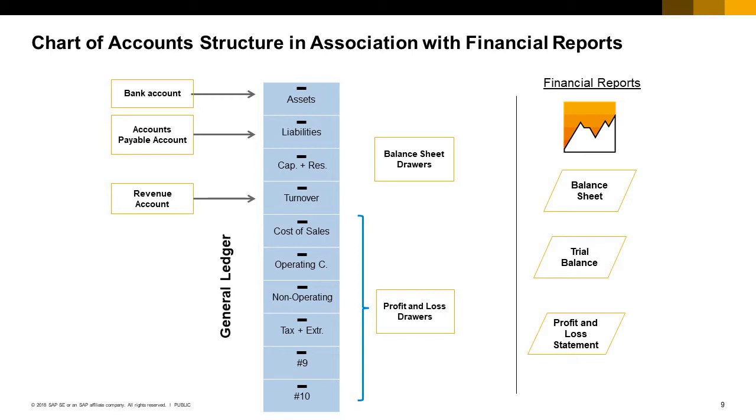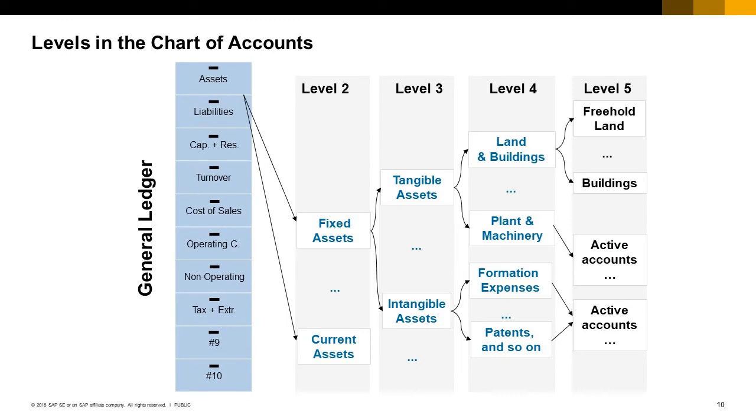The profit and loss statement is determined after the end of the fiscal year. The balances of the expense accounts will be subtracted from the balances of the revenue accounts to come up with the profit or the loss for the fiscal year. A chart of accounts arranges a company's general ledger accounts in a hierarchical structure.